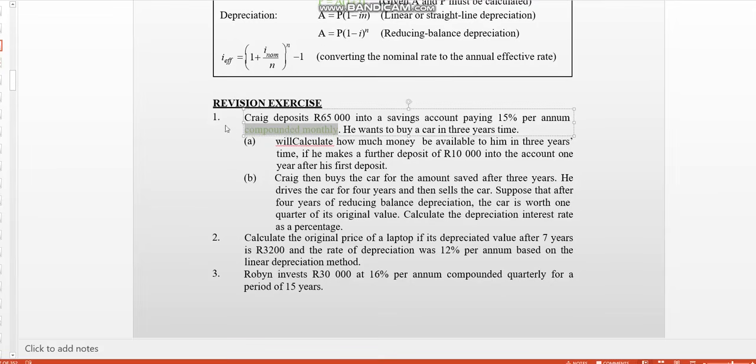Okay, let's go to the writing board. So what do we know now? We are told that we have 65,000. That 65,000 is the present amount, so that 65,000 is our P. And how did I know that P is the present amount? Reading the statement, they say Craig deposited 65,000, so that means he has already deposited that 65,000. It's a present amount, okay? And then you are told that it's 15% per annum. That's the interest rate. That's your I. All right. So we have the I as well.